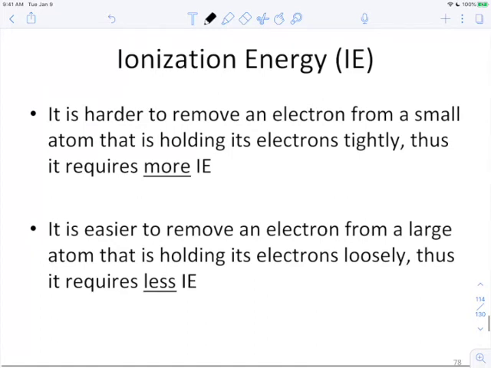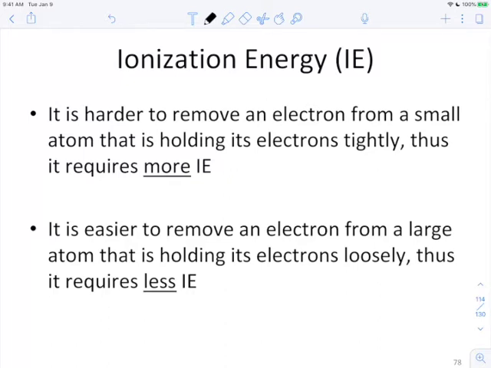All right. So next up, it is harder to remove an electron from a small atom because it holds its electrons more tightly. Thus, it requires more ionization energy. And conversely, it's easier to remove an electron from a large atom that's holding its electrons more loosely. Thus, it requires less ionization energy. So thus far, I've been telling you about the power of the protons, the power of the parents at the center of this atom. So if you're talking about something small like fluorine, it is tiny because it's holding on to those electrons. It's got a really tight grip on them.